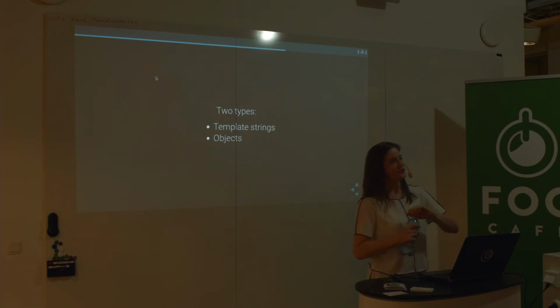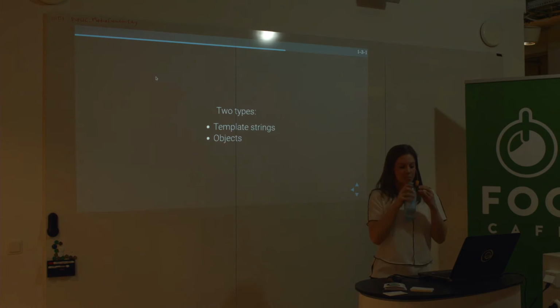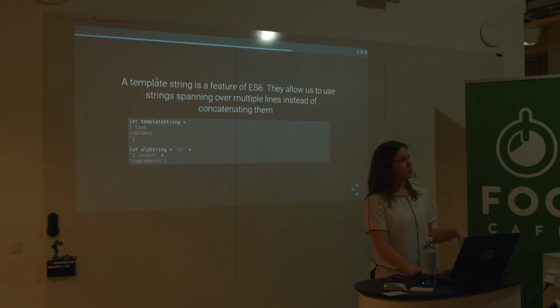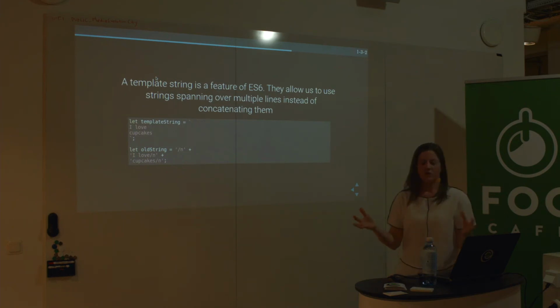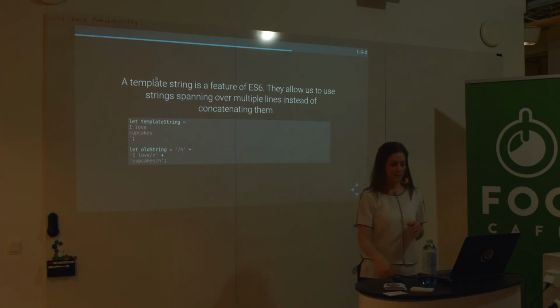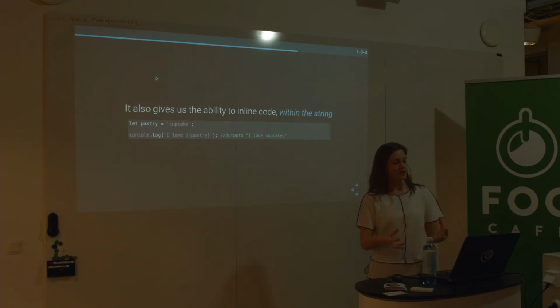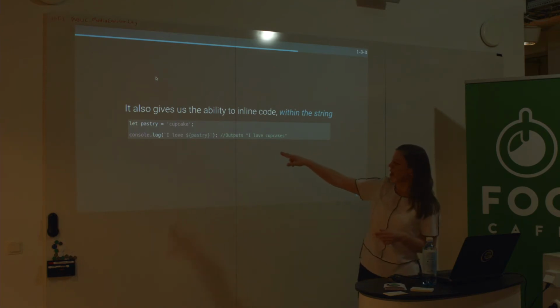Now, there are different libraries for using CSS in JS, and these can be divided into two categories. The first one is usage of template strings, and the other one uses objects. If you're not familiar with what a template string is, it is a feature of ECMAScript 6, so it's a JavaScript version. These allow us to use strings spanning over multiple lines, for instance, instead of concatenating them. So we can add new lines easily if we're using this, instead of adding a new line and then concatenating things. It also gives us an ability to inline code within the string. So we can dynamically change how this string will be outputted.